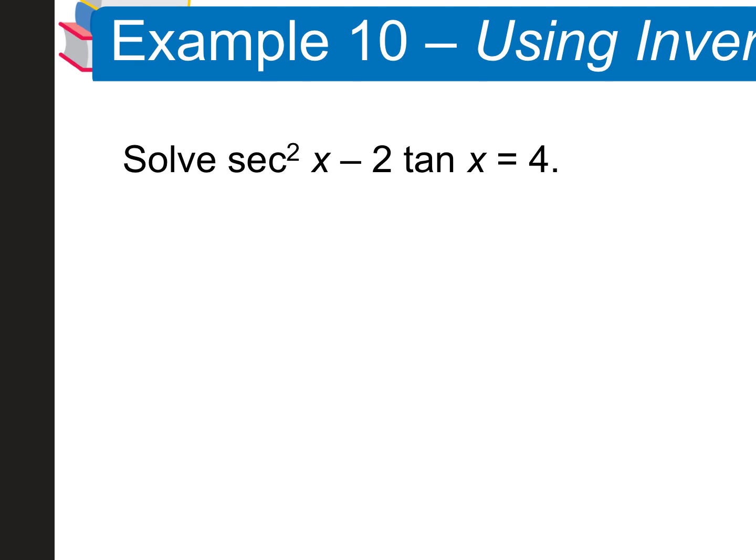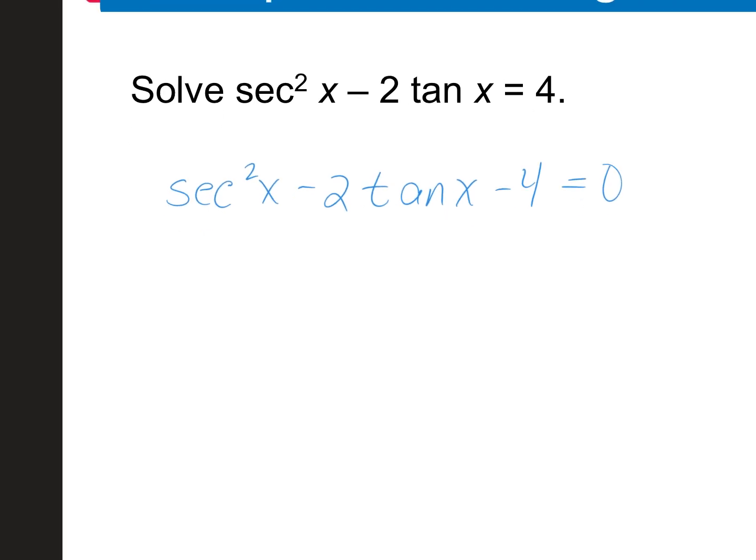So let's just go ahead and move everything to one side. Secant squared x minus 2 tangent x minus 4 equals 0. I have a trig function squared, and I have one that's not. Now, if they were both the same, I would just go ahead and factor, right? Okay, well, they're not. So look at your identity sheet. Is there a relationship between secant squared and tangent?